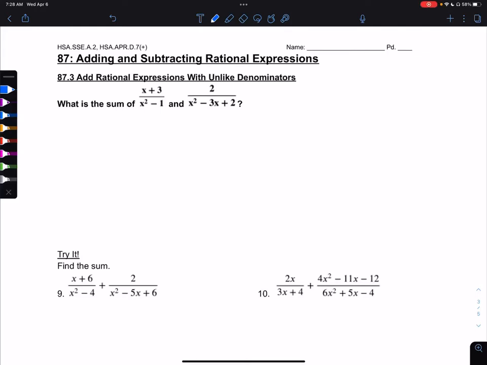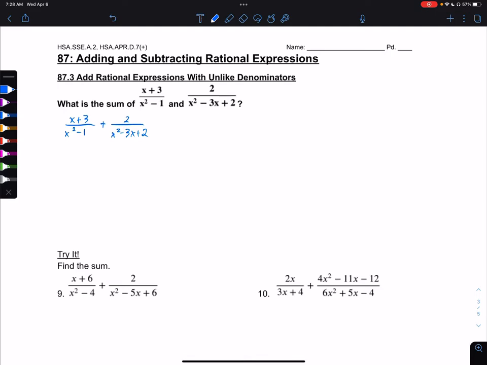In this video, we're going to look at topic 87, example 3, add rational expressions with unlike denominators. So let's turn this into an actual addition problem. We have (x + 3) over (x² − 1) plus 2 over (x² − 3x + 2).